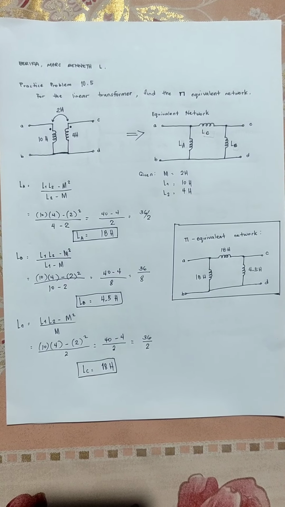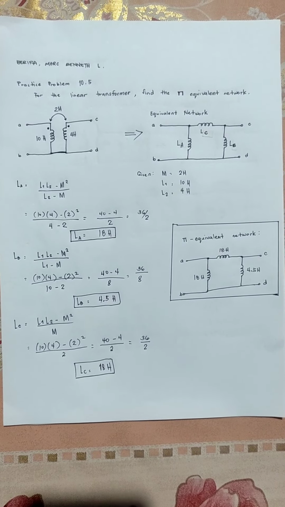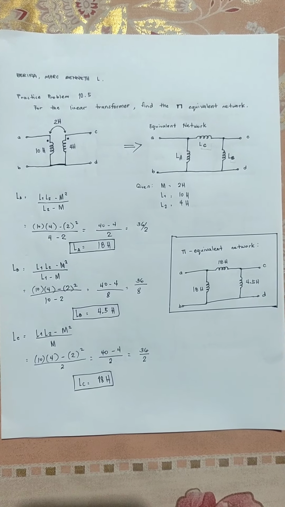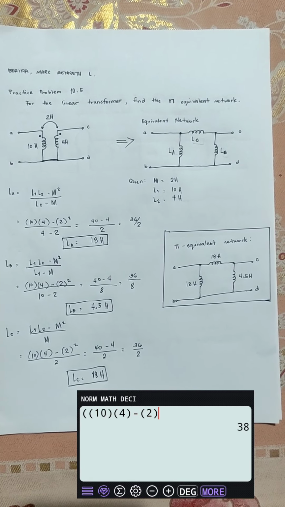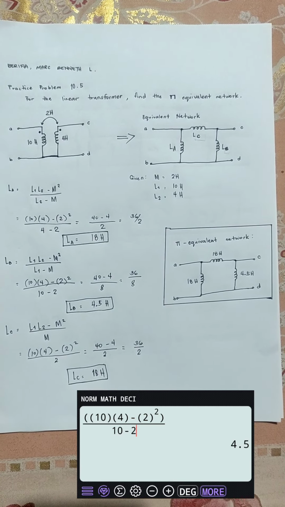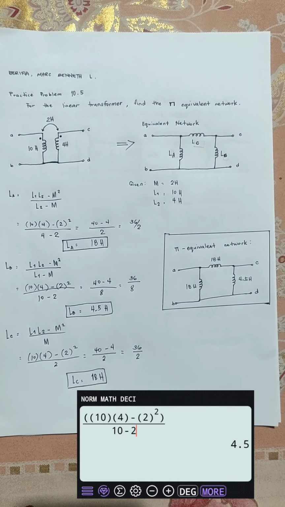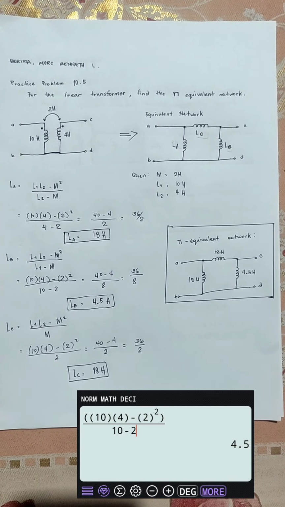For L sub B, we have the formula L sub 1 times L sub 2 minus M squared all over L sub 1 minus M. We have 10 times 4 minus 2 squared all over 10 minus 2. It is equal to 36 over 8. L sub B is now equal to 4.5 henry.